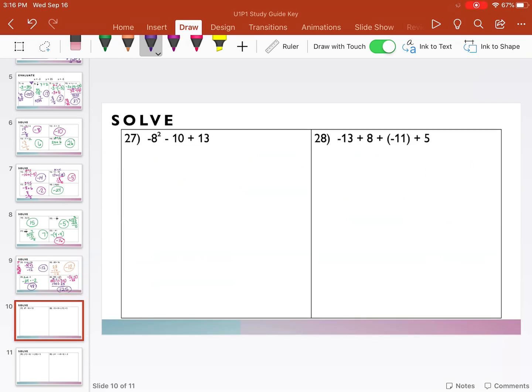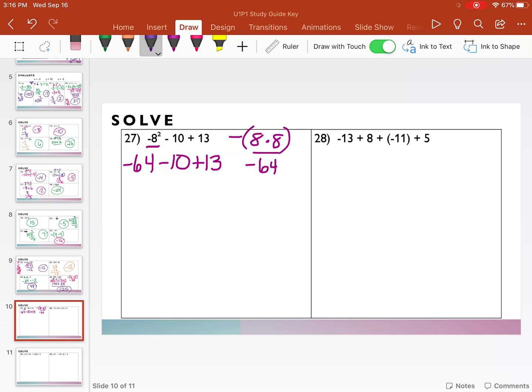All right, number 27. Okay, a little more complicated. So parentheses, there aren't any. Exponents, yes, right here. Let's start there. So again, this says the opposite of 8 squared. The opposite of 8 times 8. 8 times 8 is 64. Opposite would be negative 64. So now I have negative 64 minus 10 plus 13. Remember, bring everything else down so you don't lose anything.